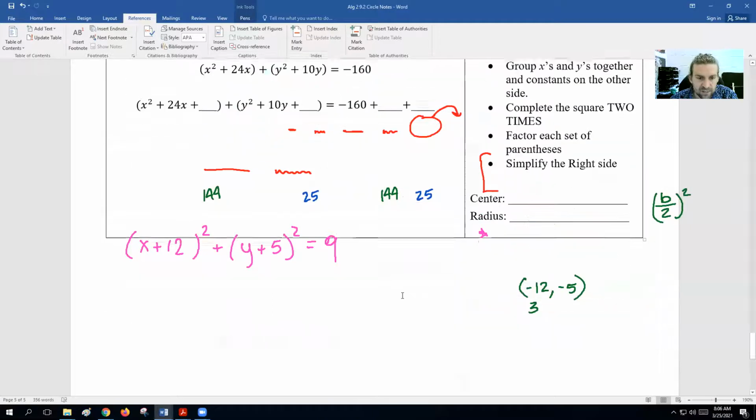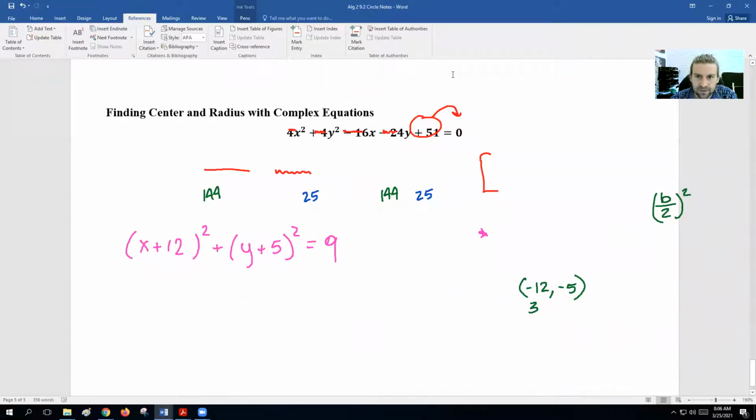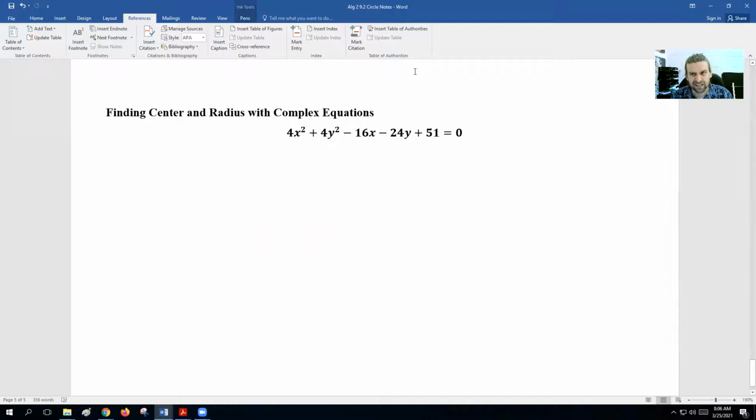All right, so use Desmos to help us out. All righty, if you guys want to try this one on your own, you can. If not, it's going to be a little bit tricky.